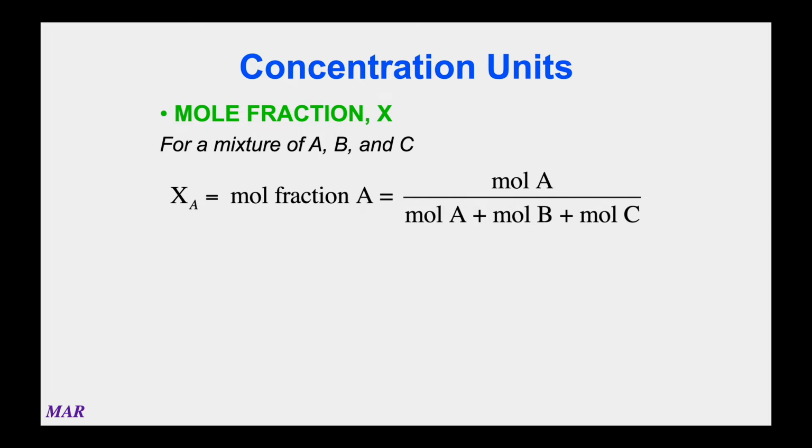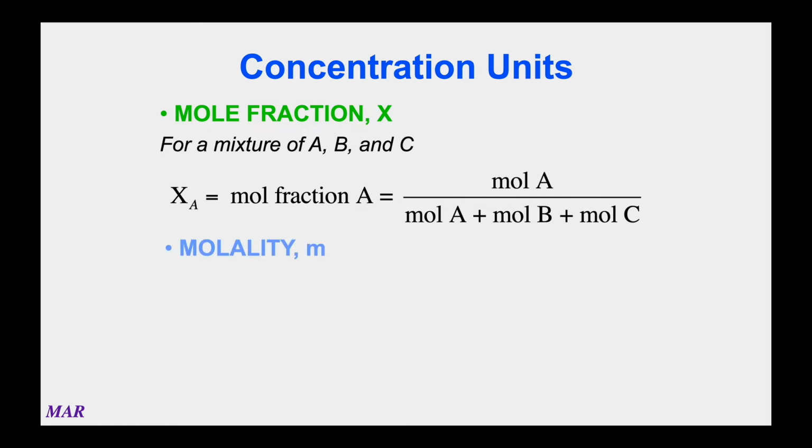So you're going to have so many moles of A, B, and C. Mole fraction of A would be moles of A on top divided by total moles. And you could have a mole fraction of B. You'd have moles of B divided by total moles. Mole fraction of C would be moles of C divided by total moles on the bottom, and moles of what you're looking at on the top.